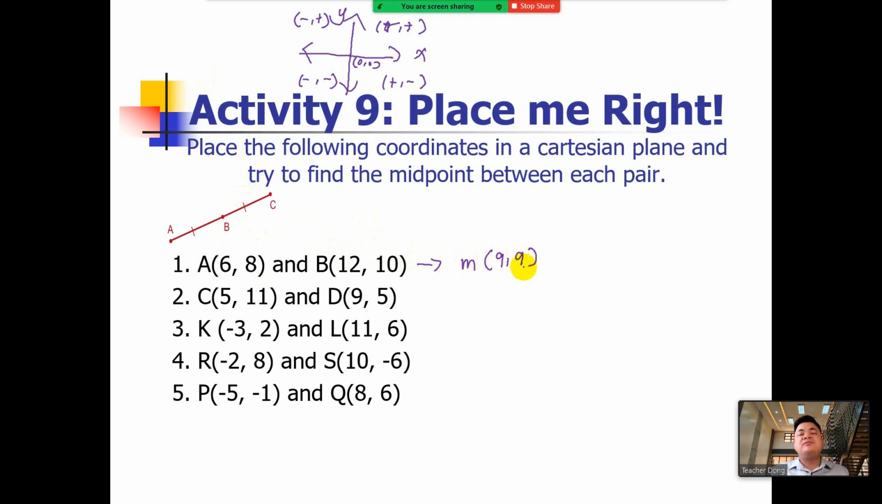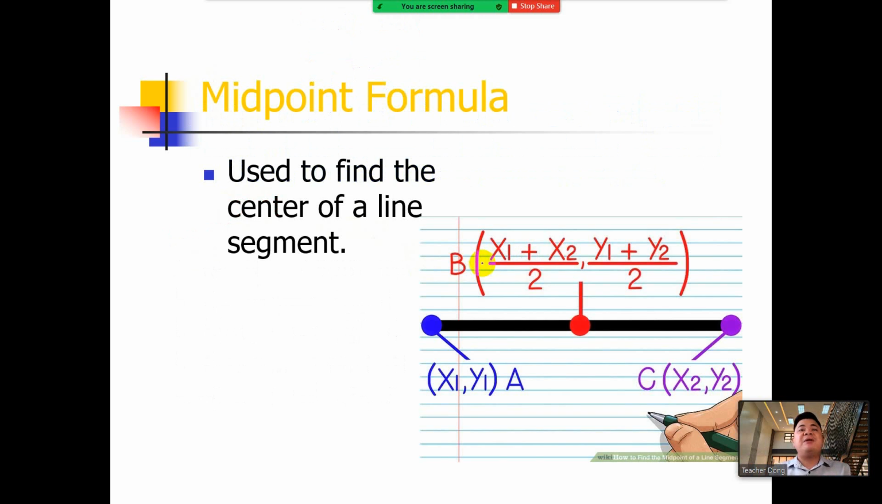For those who got it, very good. Now, Teacher Dong, is there an easy way for us to get the coordinates of the midpoint? Yes, that's by using the midpoint formula. The midpoint formula is used to find the center of a line segment. Let's say we have the line segment AC. For every point, we have coordinates x and y. Now, how are we going to get the coordinates of the midpoint? We will be using this formula.